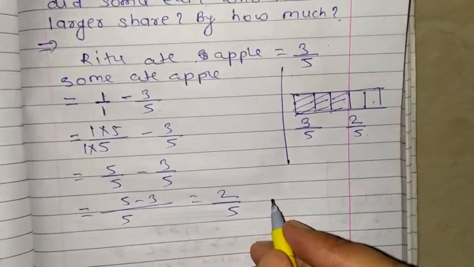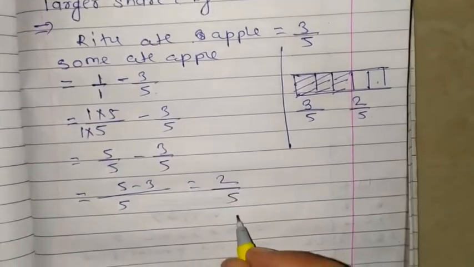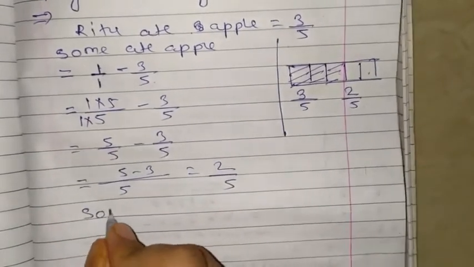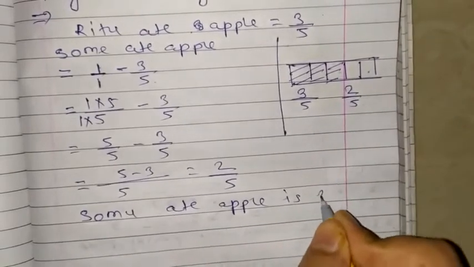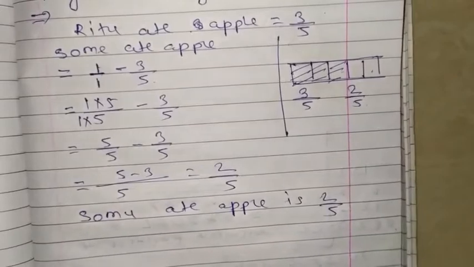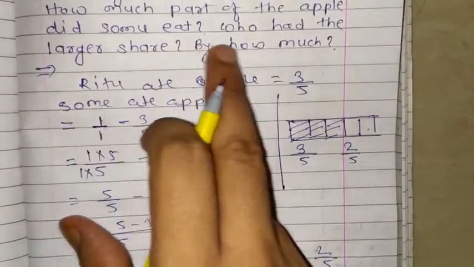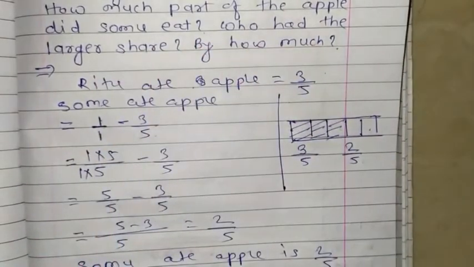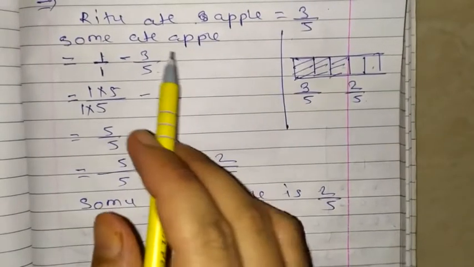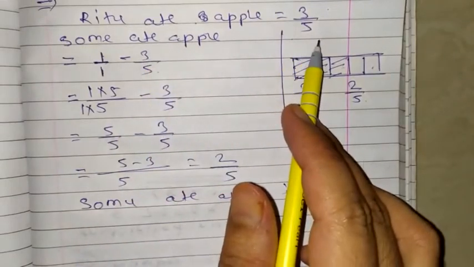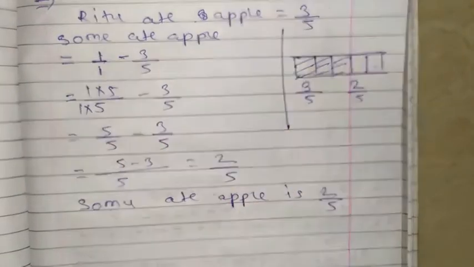So here the apple Somu ate is 2 upon 5. You can note down: Somu ate apple 2 upon 5. So this is the share of Somu. Then what they have asked in the question: who had the larger share, and by how much? So who had the larger share? You can check the value. Somu ate 2 upon 5 and Ritu ate 3 upon 5.